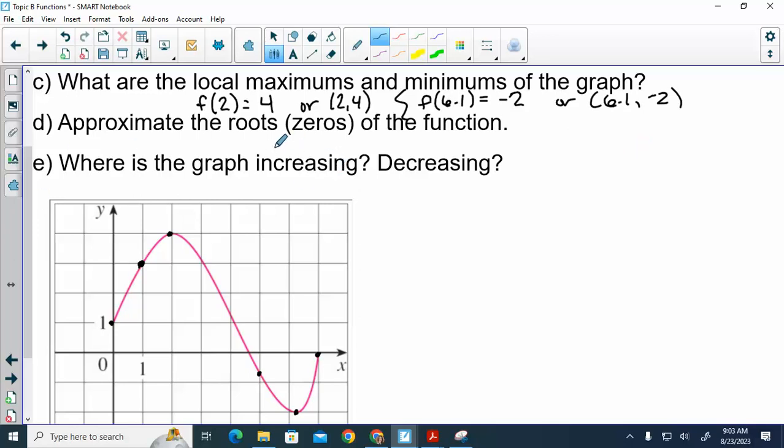The roots or the zeros, what are those? Where it hits the x-axis. So root, zero, x-intercept, solution, those are all the same thing. So it hits the x-axis at 4.5-ish. Anywhere else?